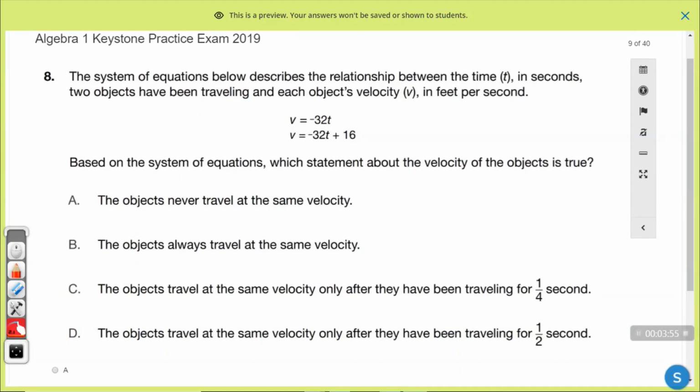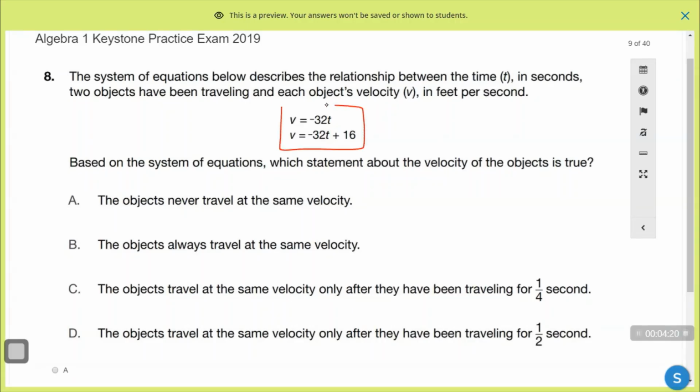Question 8. The system of equations below describes the relationship between the time t in seconds two objects have been traveling and each object's velocity v in feet per second. And we've got our two equations there. Based on the system of equations, which statement about the velocity of the objects is true? Before we get into all that, I actually just want to solve this to understand a little more about what's going on here.